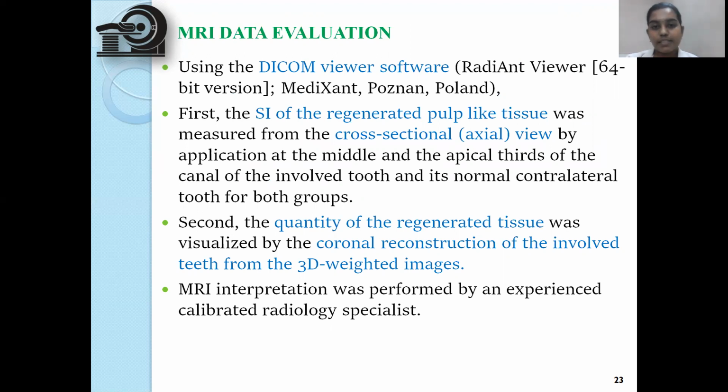First, the signal intensity of the regenerated pulp-like tissue was measured from the cross-sectional view by application of the middle and the apical third of the canal of the involved tooth and its normal contralateral tooth for both the groups. Second, the quantity of the regenerated tissue was visualized by the coronal reconstruction of the involved teeth from the 3D weighted images. An MRI interpretation was performed by an experienced calibrated radiology specialist.